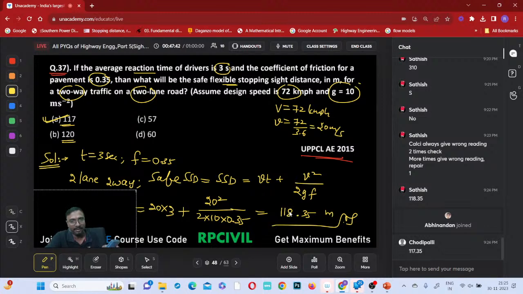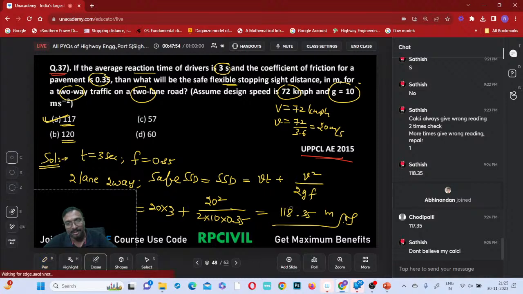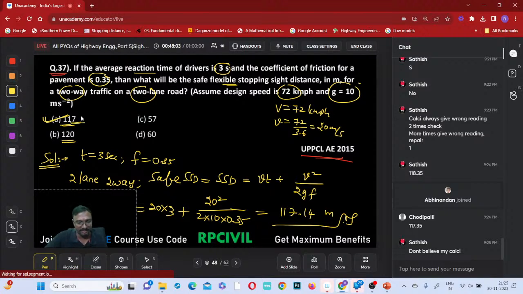20 square by 2 into 10 into 0.35 plus 20 into 3. I am getting 117.14. So 117.14 means which option? 117 is the correct answer. Okay, clear? Shall I move to the next question?